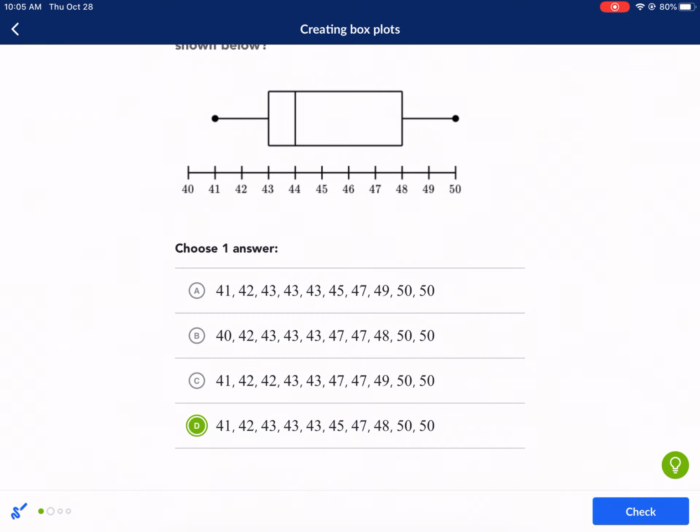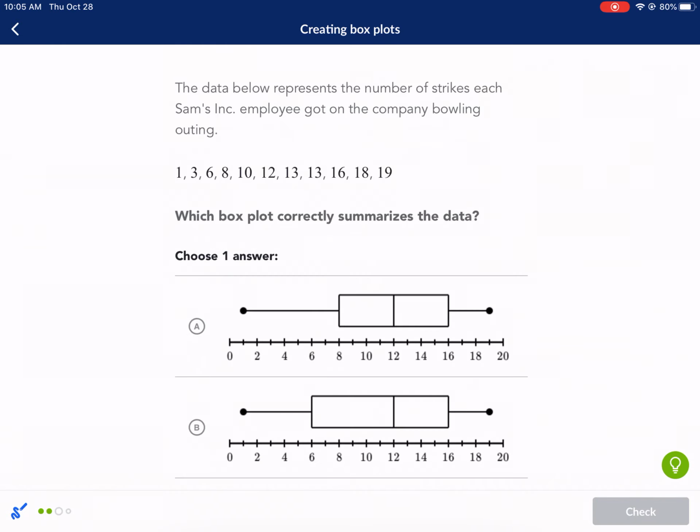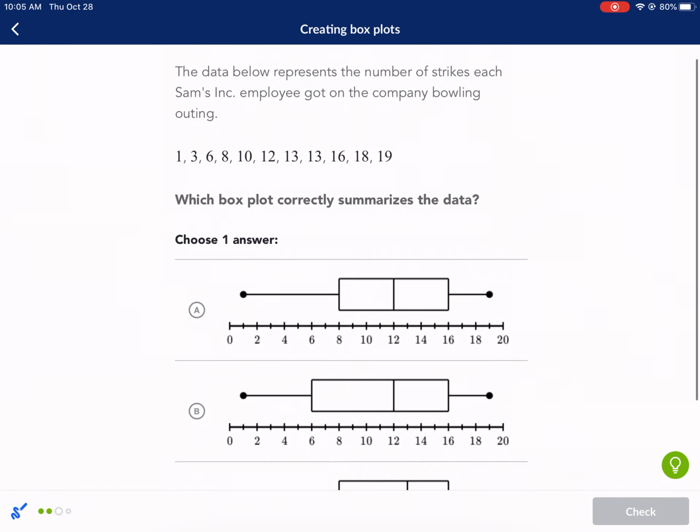So that was a pretty involved one, but you're definitely going to get one of those. So make sure you are following along. Rewind if you need to.